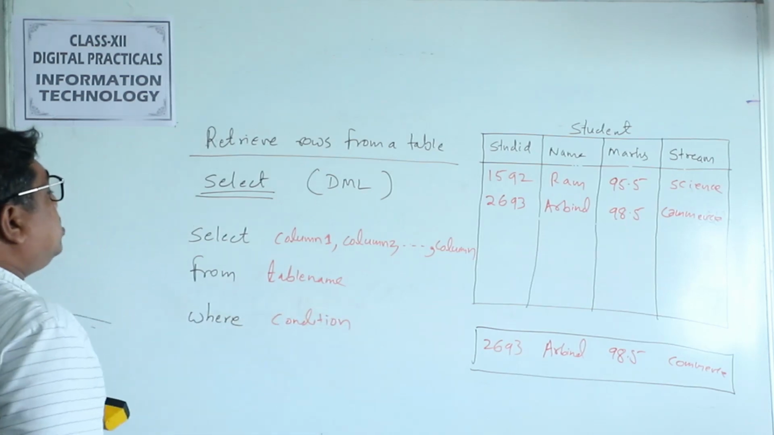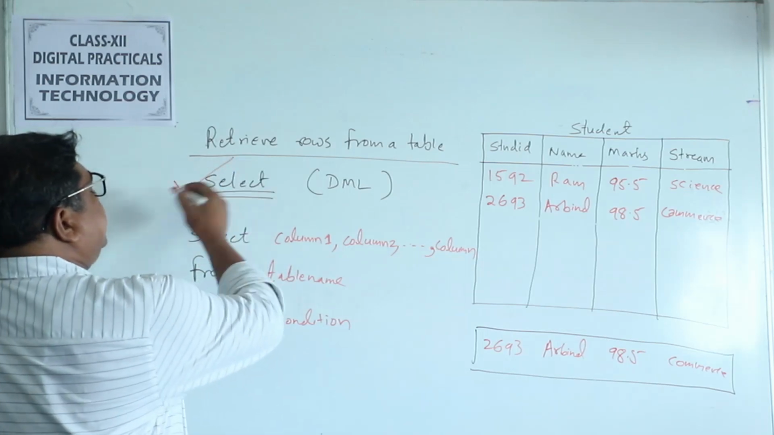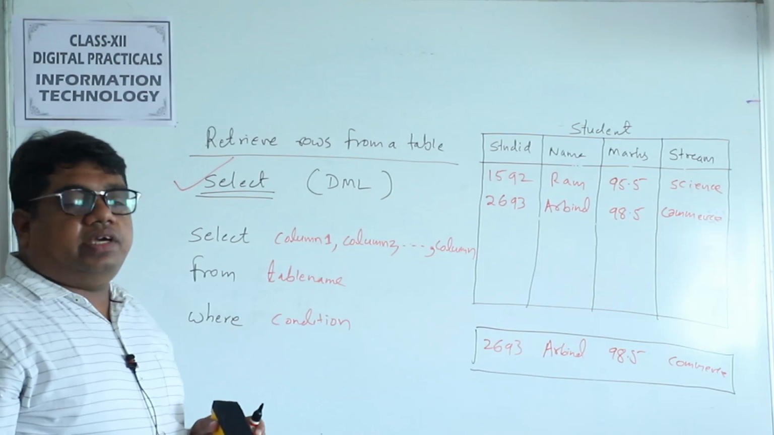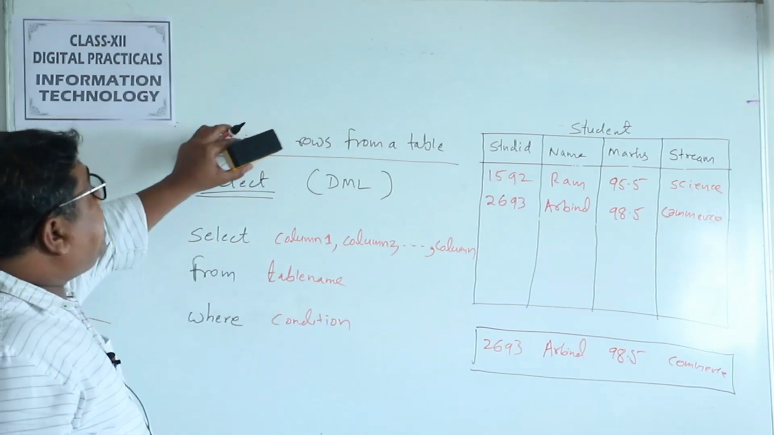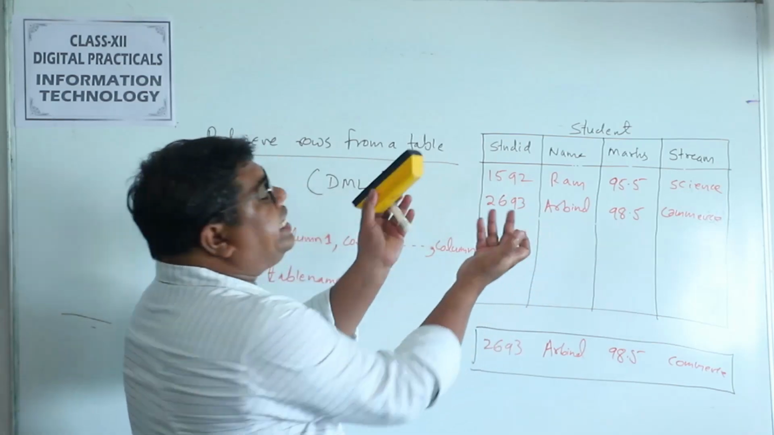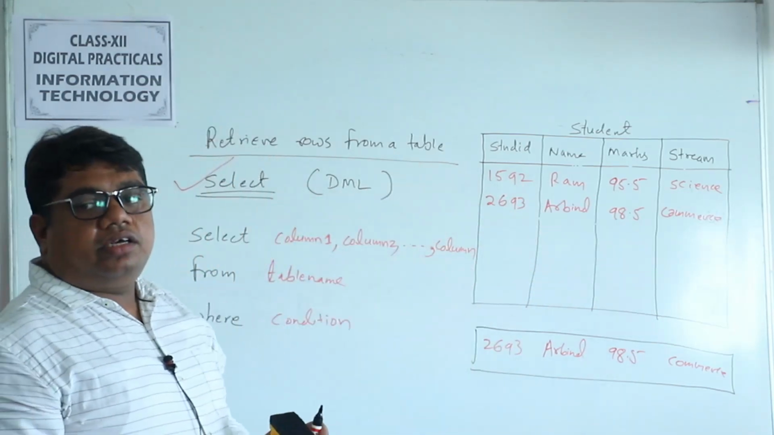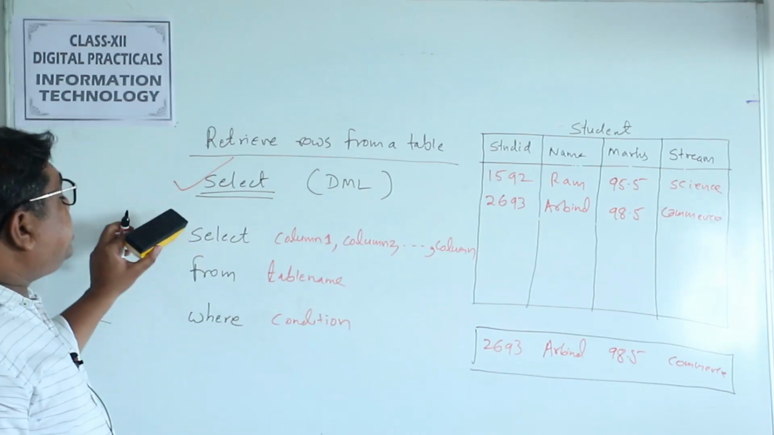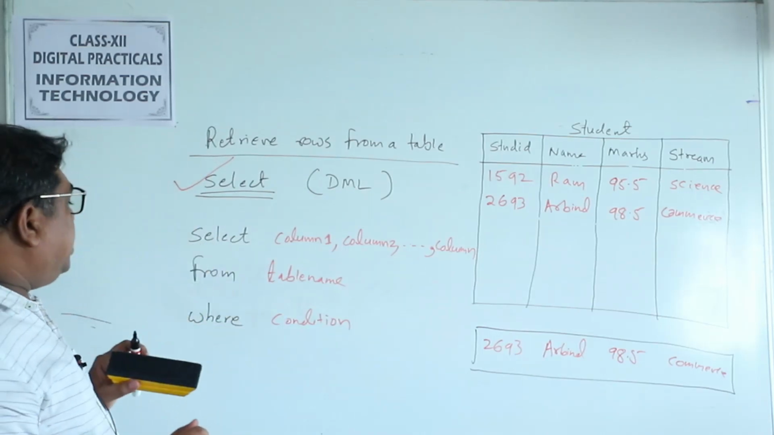This select command, a DML command in SQL, is used to retrieve rows from a table. Whatever rows we have added to the table, if you want to retrieve them, then we will use this select command. And this is the rule for your select command.